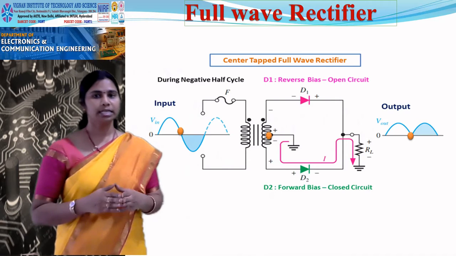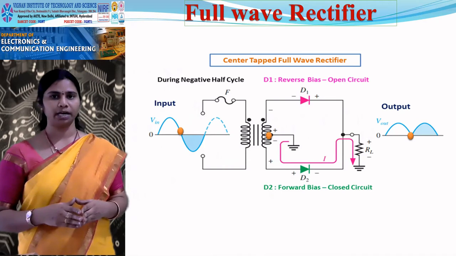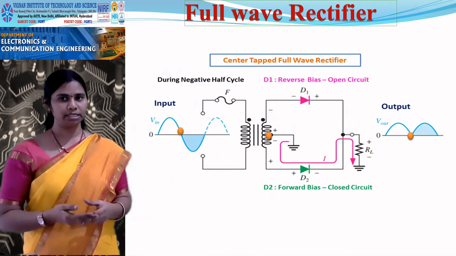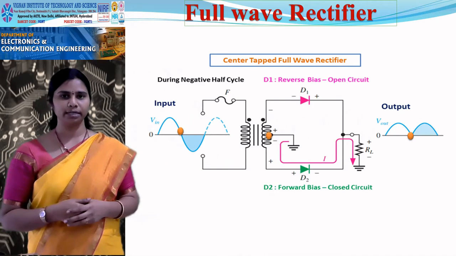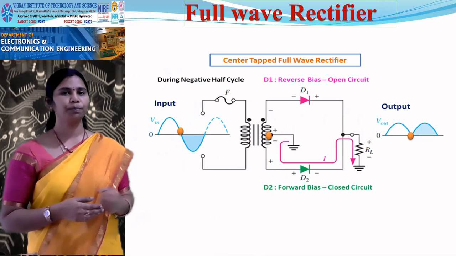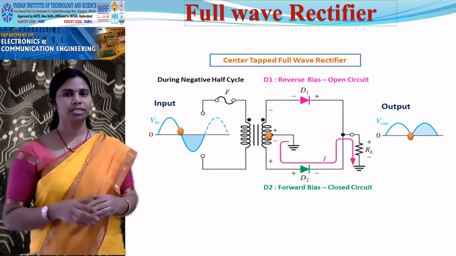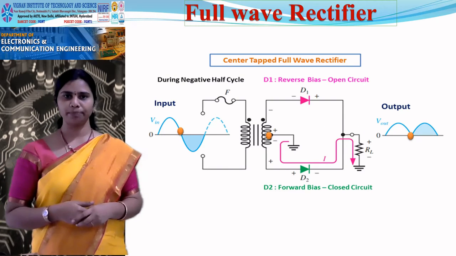So this is about full wave rectifier. But if we want pure DC, the output again we have to filter it out using filter components so that we can get pure DC signal. So this is about full wave rectifier with center tap transformer.